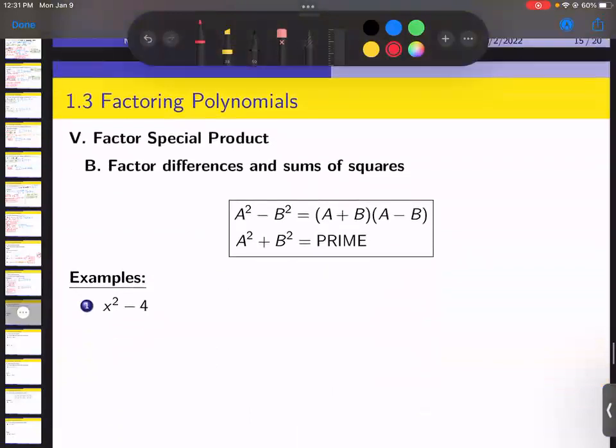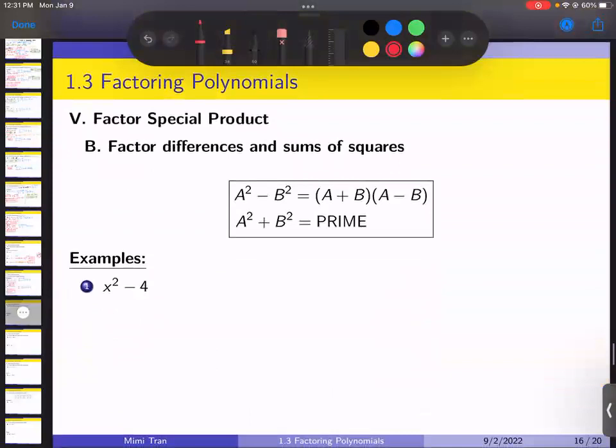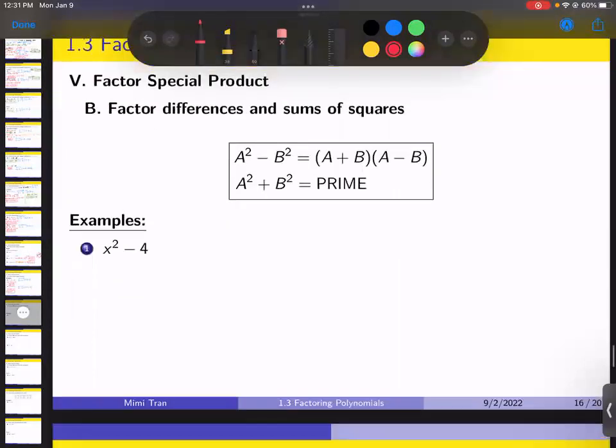Objective 5. Now we're going to factor special products. We talk about a squared minus b squared and a squared plus b squared. A squared plus b squared, that's easy. That's prime, right? It's not a plus b times a plus b. A plus b times a plus b is a plus b quantity squared, right? When we talk about that, we don't square just one term. All right, you guys are supposed to know this one. Someone tell me what it is.